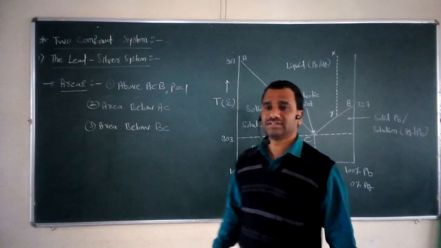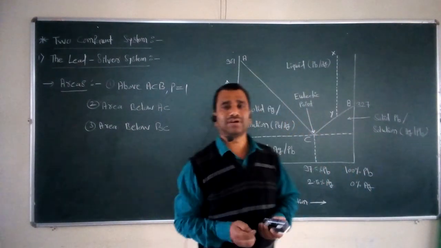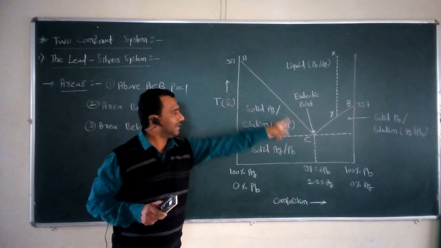Now as far as these next two areas are considered, we have to consider both these areas simultaneously. The first area is the area below A and C.